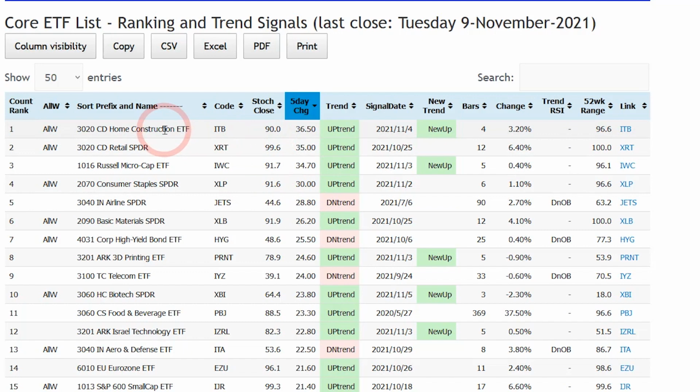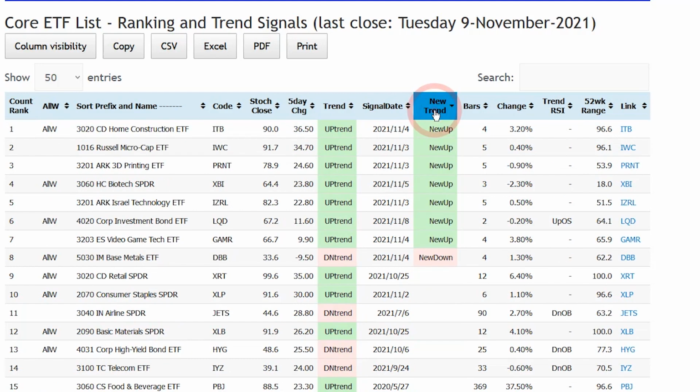And look at that. We have home construction, we have retail, we have microcaps. Staples, not too interested in because we're in a bull market. I want more offense. But Jets had a big improvement. Technically in a downtrend still though. Materials, a big improvement. And so if we look at some of these new trend signals, I'm going to click this new trend signal table.